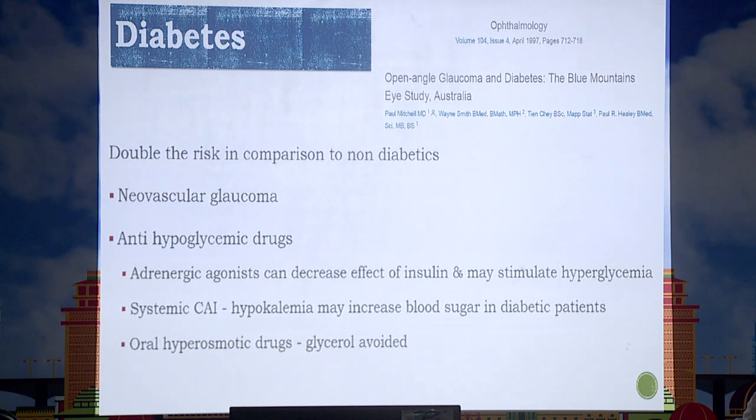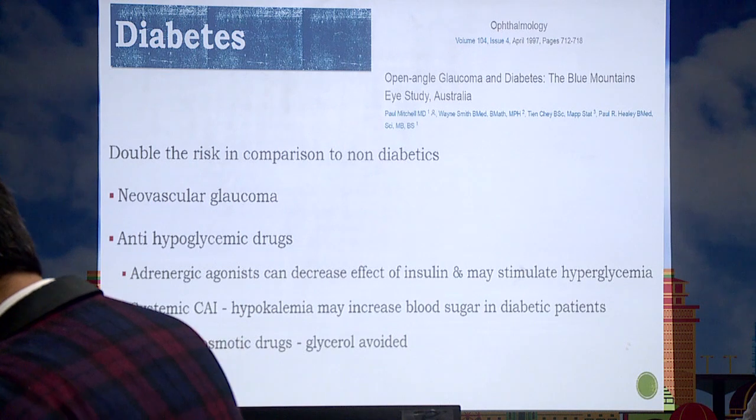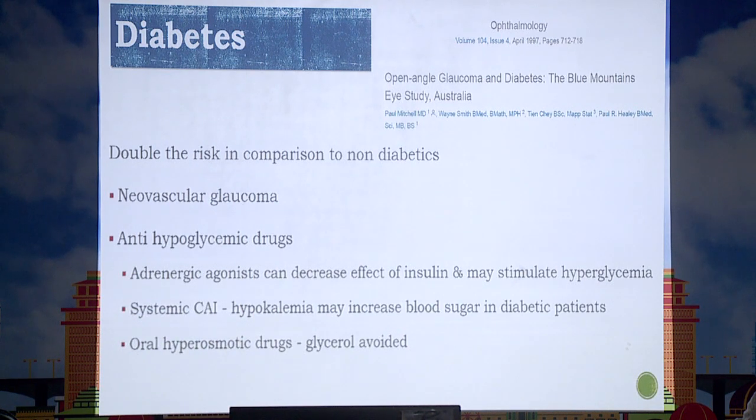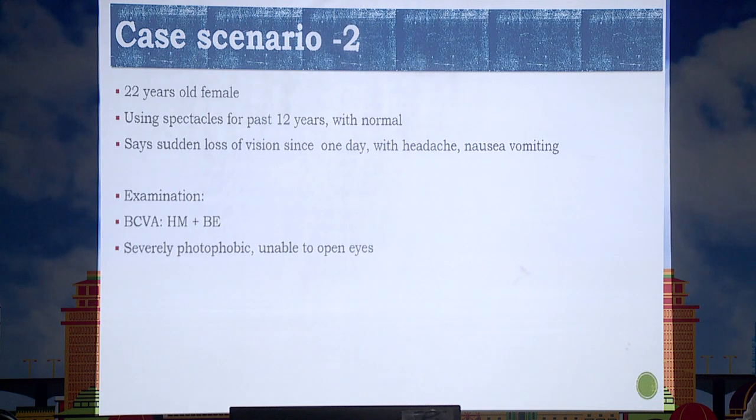Then regarding systemic carbonic anhydrase inhibitors, they may increase the blood sugar levels of the patient because of the hypokalemia they induce. So many patients say that after taking Diamox their sugar went up, but that actually can happen. So we need to be careful. And then we all know that glycerol has to be avoided in diabetic patients.